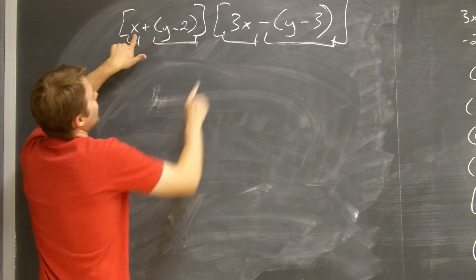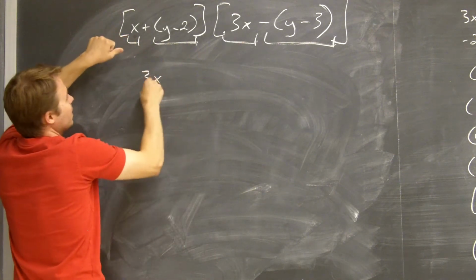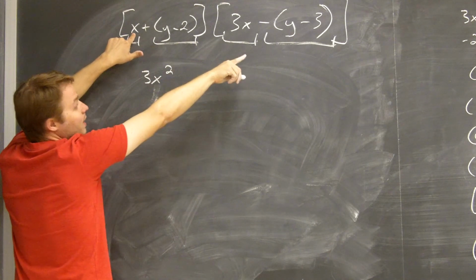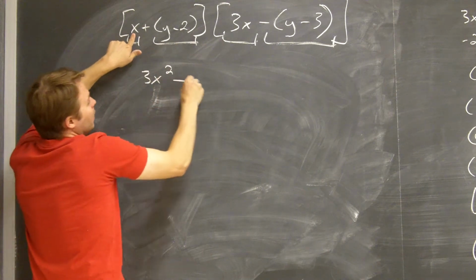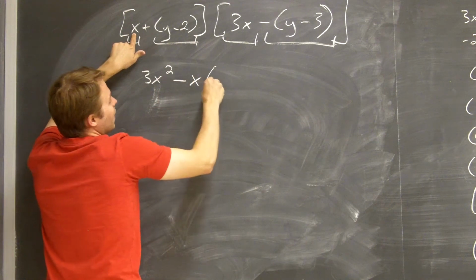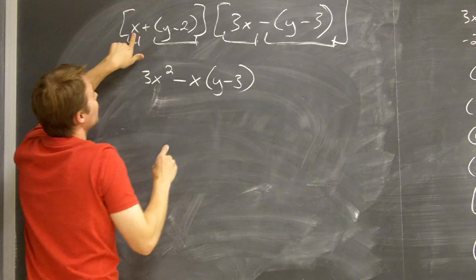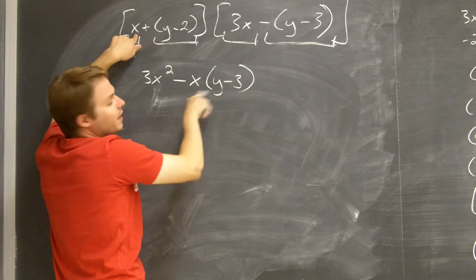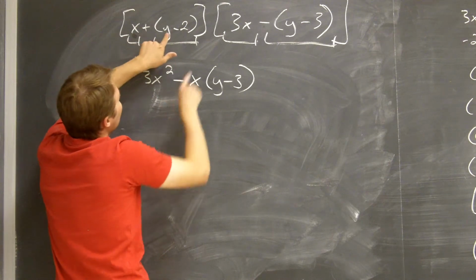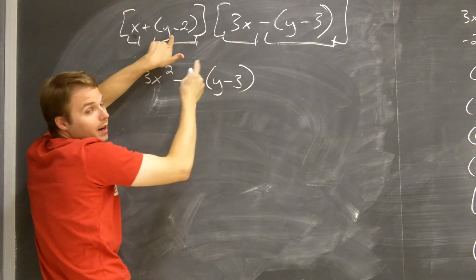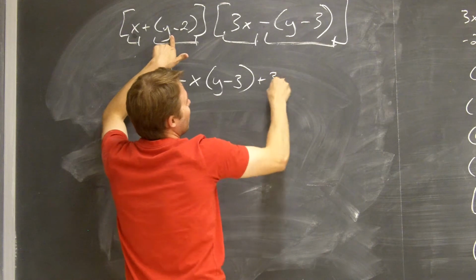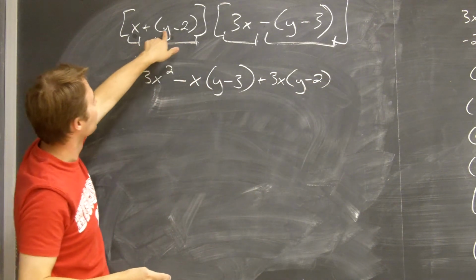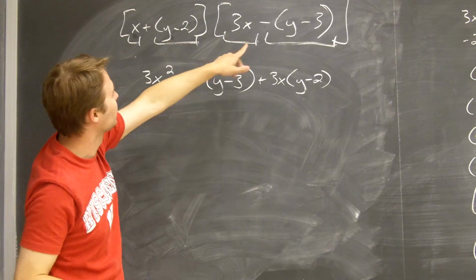The first two is normal, x times 3x, that'll just be 3x squared. And then I want to do the outer one, so x times negative y minus 3. So I'm just going to write it like that, minus x times y minus 3. It's a negative because this is positive, and this whole thing I think of as being negative. And then I'll just simplify this later. Inner terms, 3x times y minus 2. And then the last thing, y minus 2 times y minus 3.